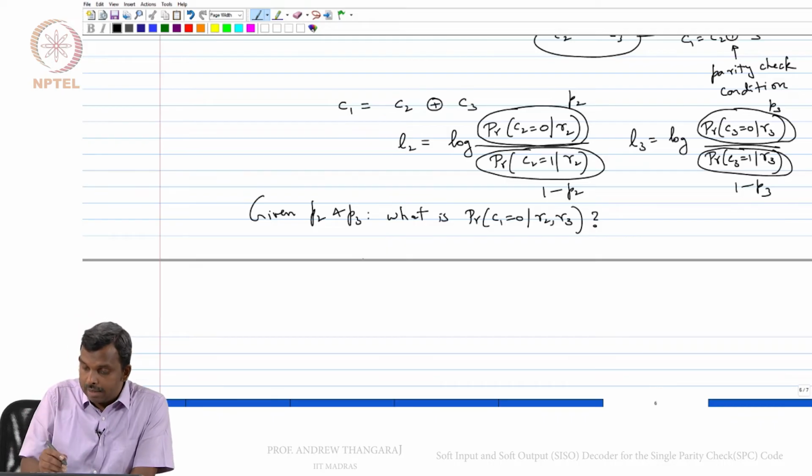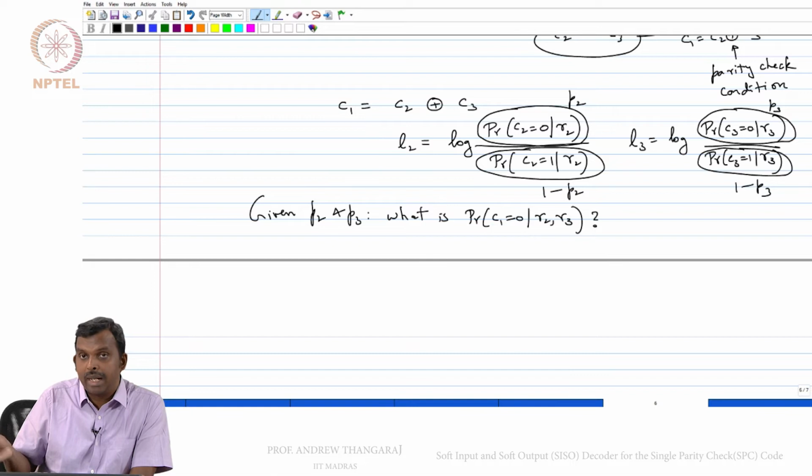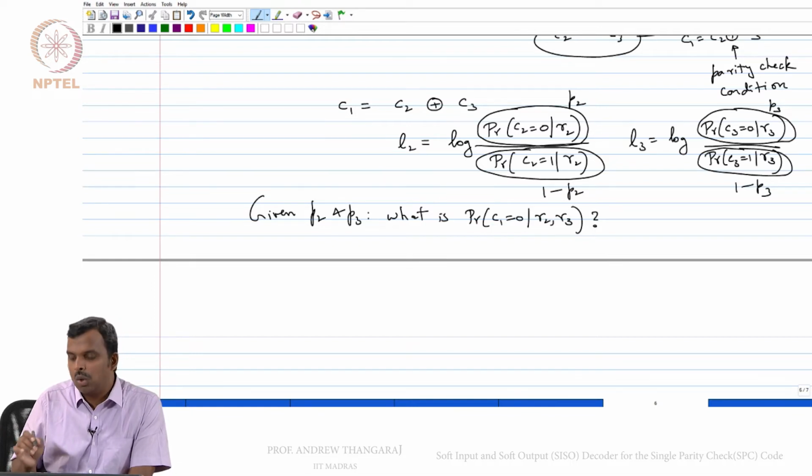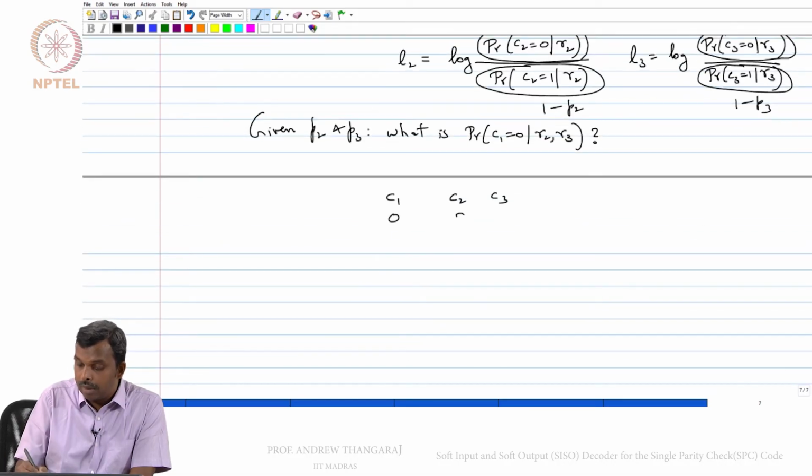Remember, the R2 and R3 for a particular code word are independent, otherwise they are not. So one needs to be a little bit careful in this computation, but I'm not going to go through it so rigorously. I'll just motivate it and give you the final answer in a reasonable way. If you look at the cases, C1 is 0 if C2 and C3 are both 0 or both 1. And C1 is 1 if C2 and C3 are 0,1 or 1,0.